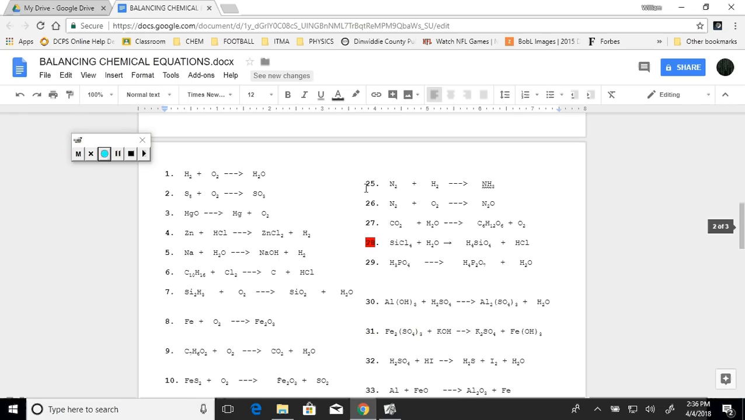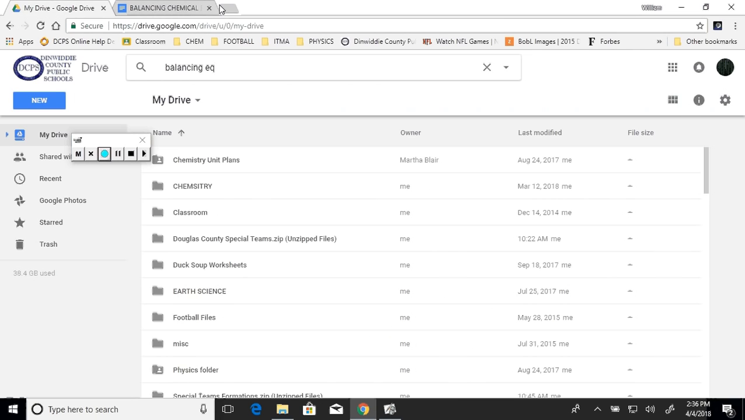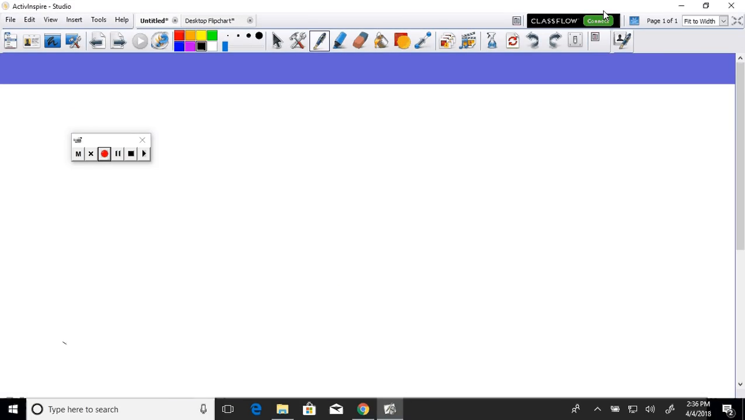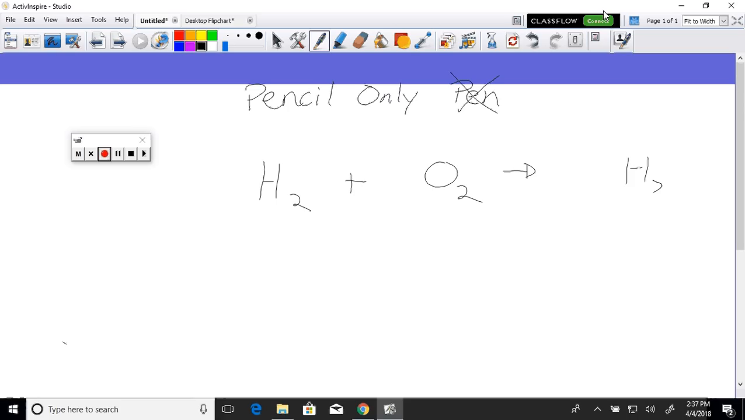On the next page, I'm going to walk you through example number 1. Okay, let's do example number 1. Please make sure you have a pencil only, not a pen. So when we start off with the first one, number 1, H2 plus O2 gives you water.